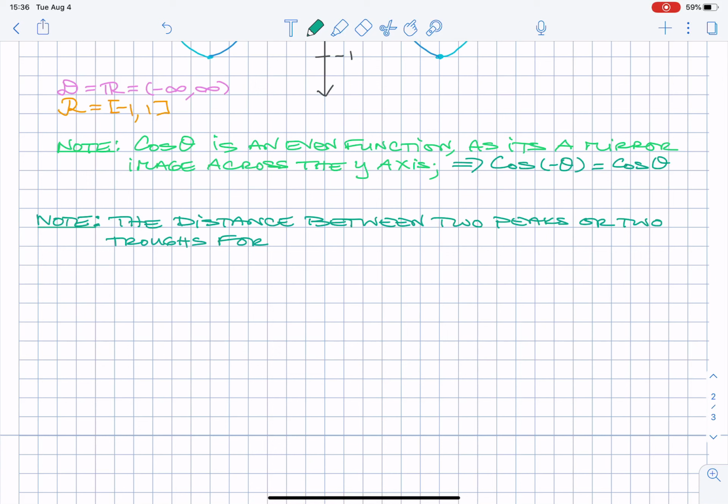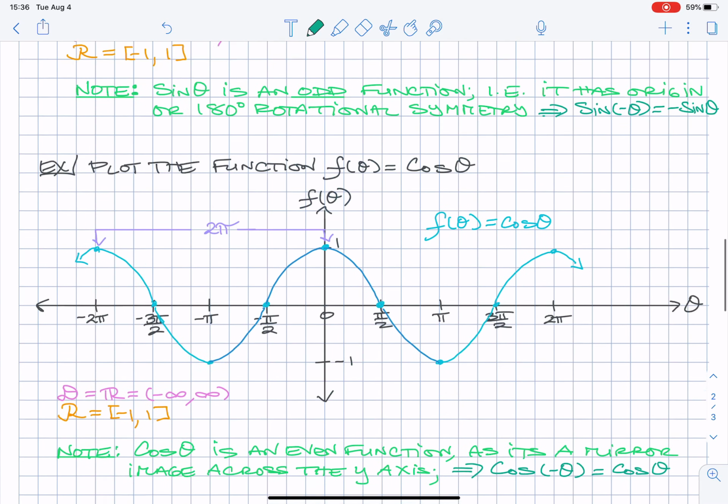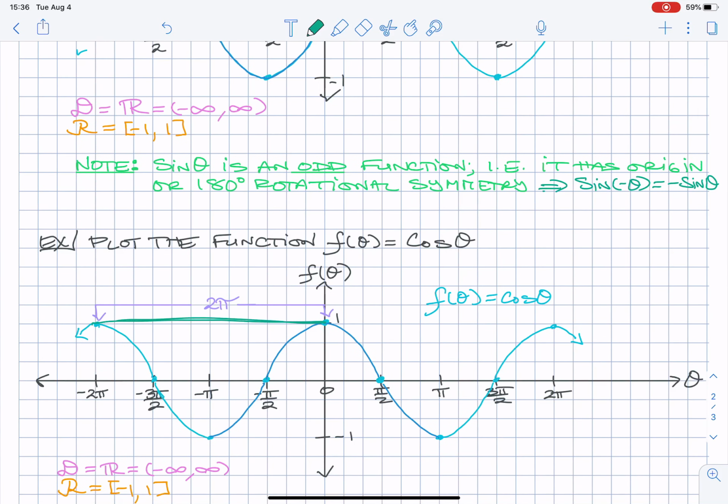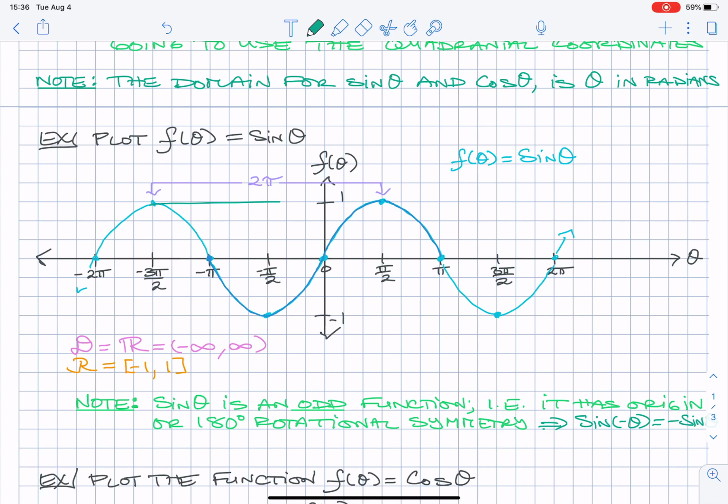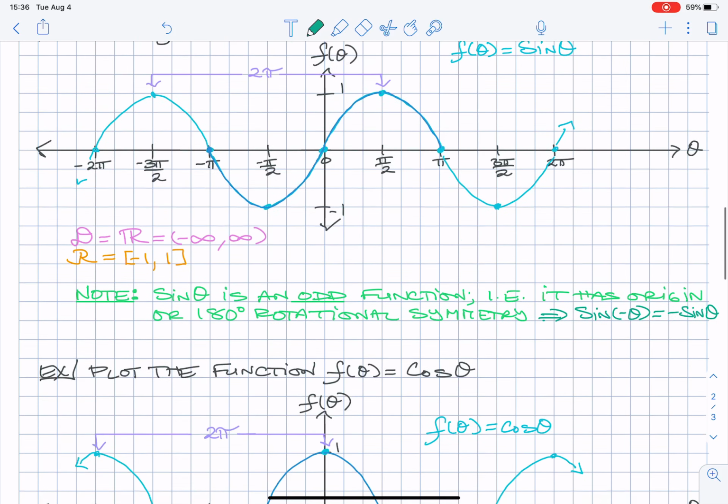So for both sine and cosine, this is termed the period. If we look above, the period, or the distance between two peaks, for cosine is 2 pi, and the period, that is the distance between two peaks or two troughs, for sine is also 2 pi.